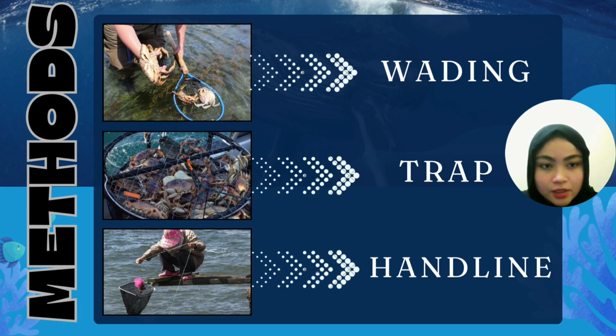These are the pictures to show how each method is done. The first one is wading, which is you need to use a long handled net to scoop up the flower crab. And then the second method is using trap. You just put bait inside the trap and then you leave it for a few hours or a few minutes, and then you come back and you can see the crab is inside the trap. The third method is using hand line. This is how it is usually done. You just need a line and then you tie it to the boat, or maybe you tie it to the jetty.